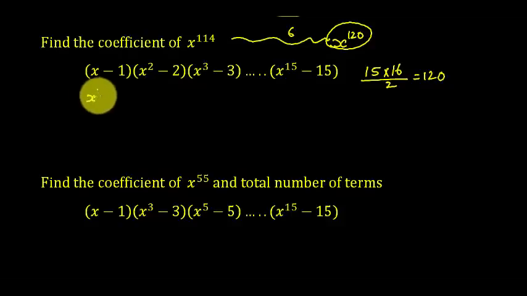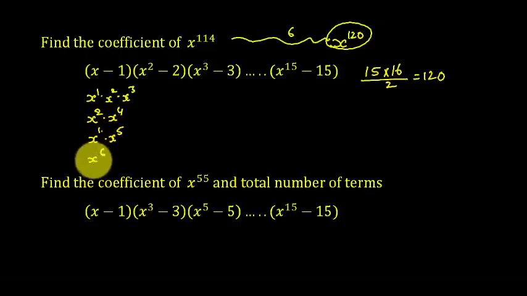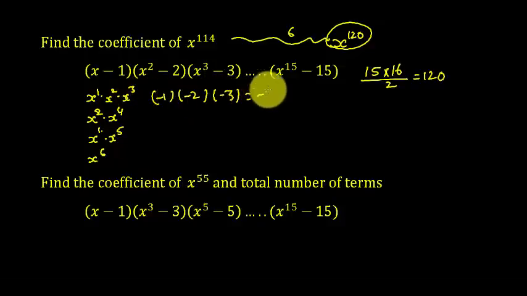That is nothing but x^1, x^2, x^3 is the first method. Second is x^2, x^4. Third is x^1, x^5. X^6 is the fourth method. We can miss x raised to power 6 in this fourth method. If we are missing x^1, it means we are taking the constant term minus 1. For x^2 we are taking minus 2. For x^3 we are taking minus 3. That is nothing but minus 6.